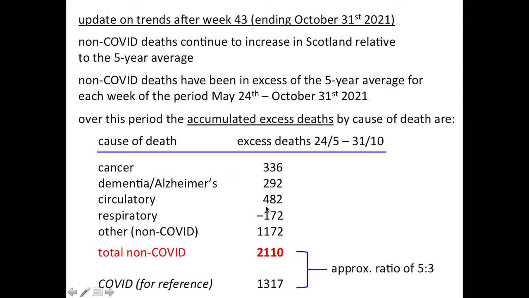If we add these 5 numbers together, this will give us the excess deaths which are non-COVID for this 23-week period relative to the 5-year average, and this number turns out to be 2,110. Now there's a slightly boring but important point I should just make here.